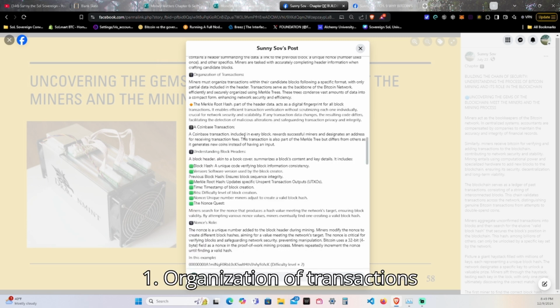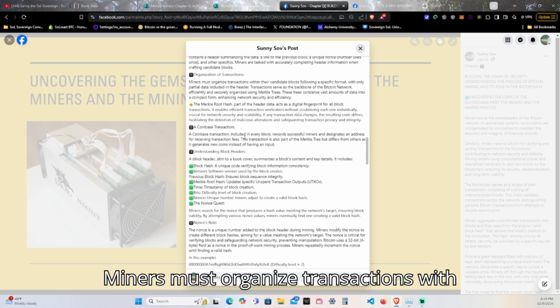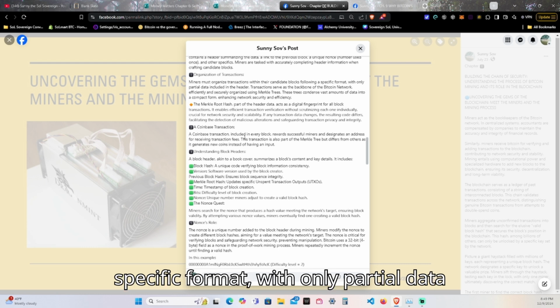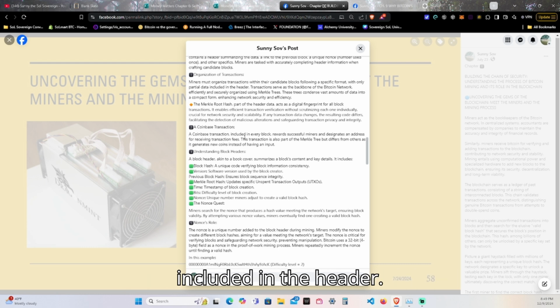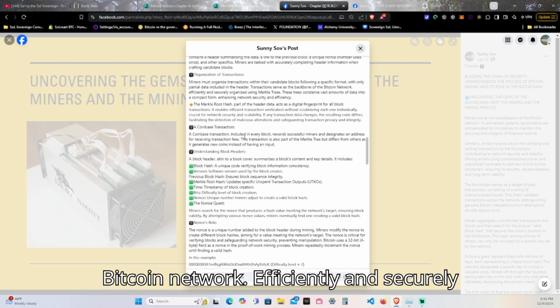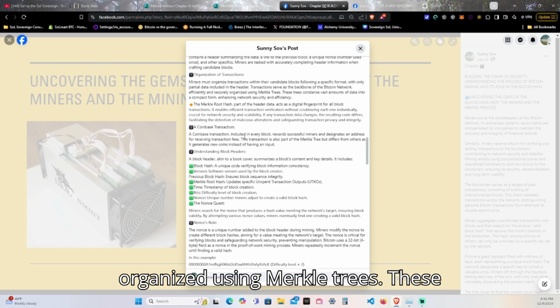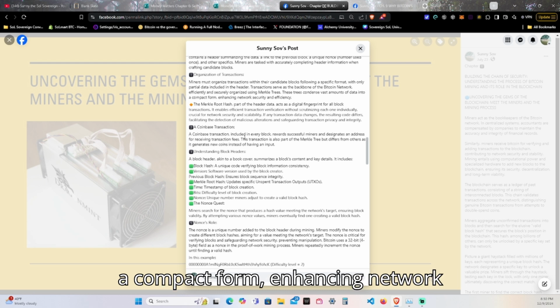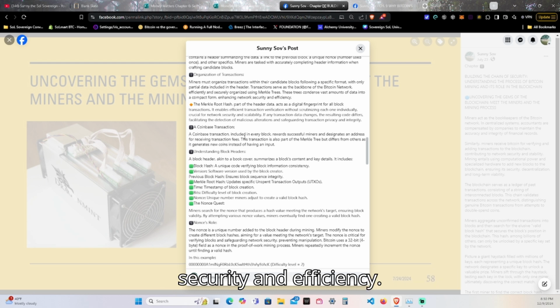1. Organization of transactions. Miners must organize transactions within their candidate blocks following a specific format, with only partial data included in the header. Transactions serve as the backbone of the Bitcoin network, efficiently and securely organized using Merkle trees. These trees condense vast amounts of data into a compact form, enhancing network security and efficiency.